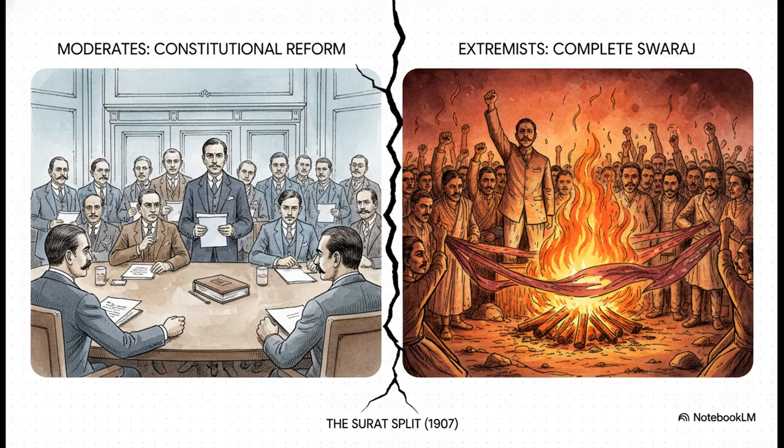Then you have the extremists, led by guys like Bal Gangadhar Tilak. They had zero faith left in British fairness. Their goal was complete Swaraj, total independence, and their methods were radical: passive resistance, boycotting everything connected to the colonial government, and getting the masses out on the streets for direct action. The bottom line is, the extremists just didn't believe the moderates' approach would ever work.